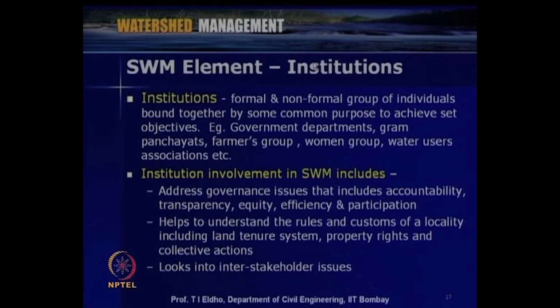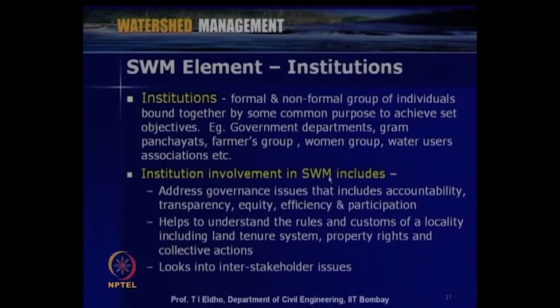And then the third element is the institutions as far as SWM is concerned. Institutions can be formal and non-formal groups of individuals bound together by some common purpose to achieve a set of objectives. As far as watershed management plans are concerned, we have some set of objectives. So, the institutions can be the various government departments, then gram panchayats, then farmers groups, women groups, or water users associations, etc. These can be formal institutions or non-formal institutions like user groups.